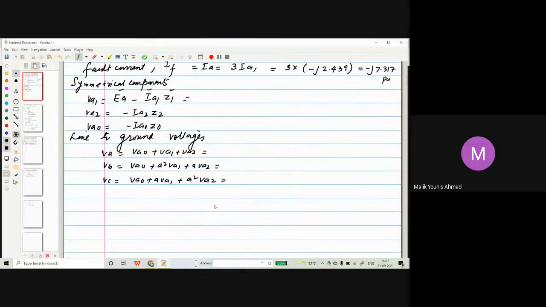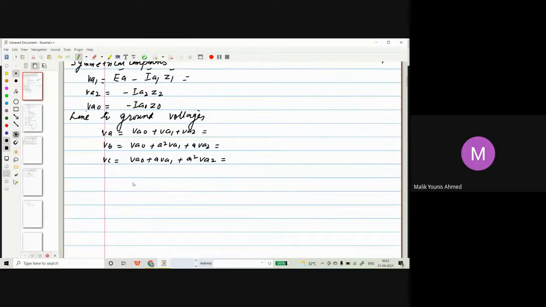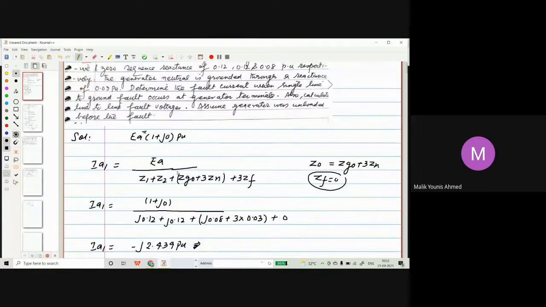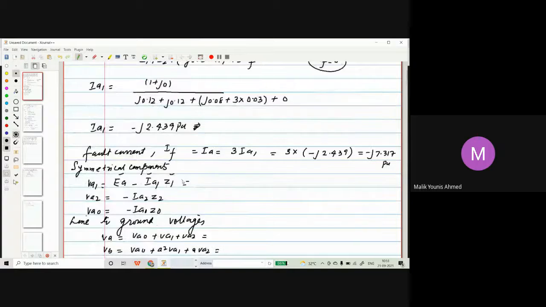Once you are able to find the line to ground voltages, then you can find the line to line voltages. Line to line voltage is also very simple. VAB will be equal to VA minus VB, VBC will be equal to VB minus VC, VCA will be equal to VC minus VA. So you can find these values, and that's all. You have to find the line to line values, then you can also find the actual values. Hope you will do this numerical yourself. That's the extension of what we have done earlier.